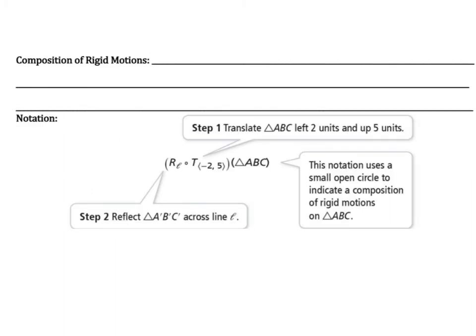All right. Now, moving forward is a composition of rigid functions. So this is just a combination of two or more rigid transformations to get from pre-image to new image.